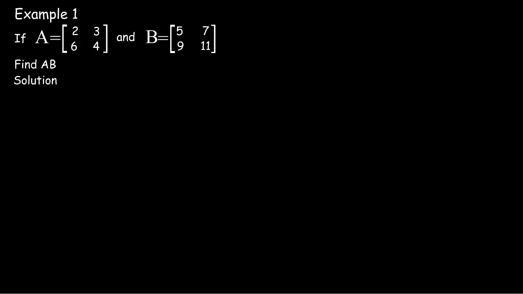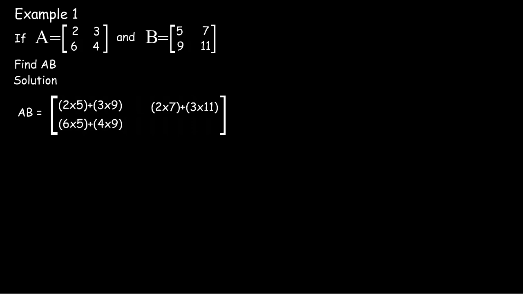Now in this our example, to get AB to be equal to, we are going to be multiplying our first row by our first column, doing so to be 2 times 5 plus 3 times 9. So I'm going to be putting them in brackets so that it will be easy to calculate. And I'm multiplying our first row by our second column, which should be 2 times 7 in brackets plus 3 times 11 in brackets. Now multiplying our second row by our first column, it will be 6 times 5 in brackets plus 4 times 9.